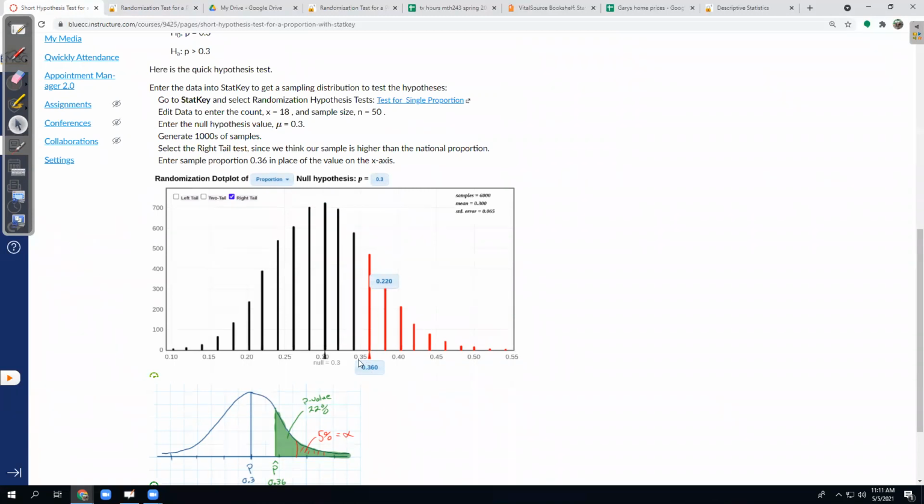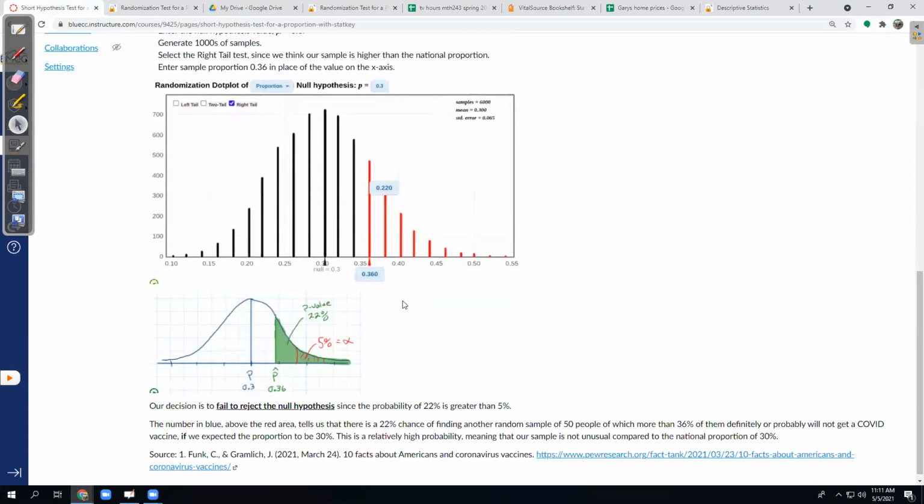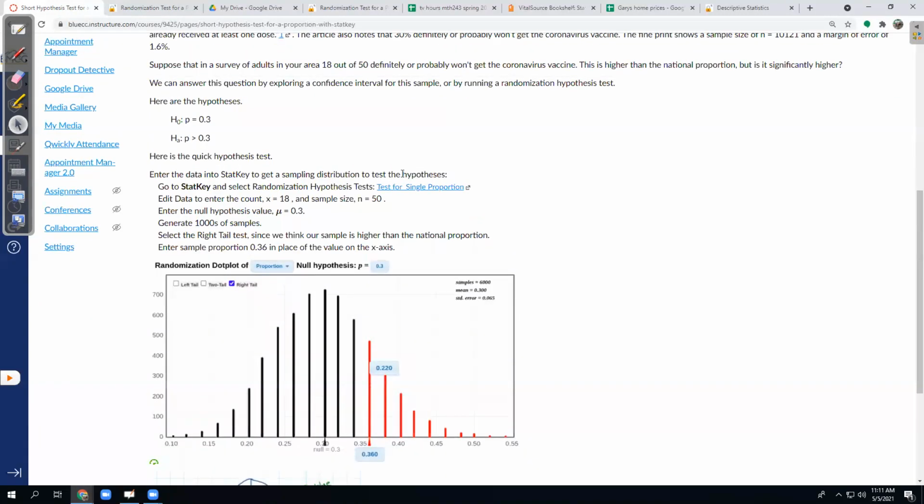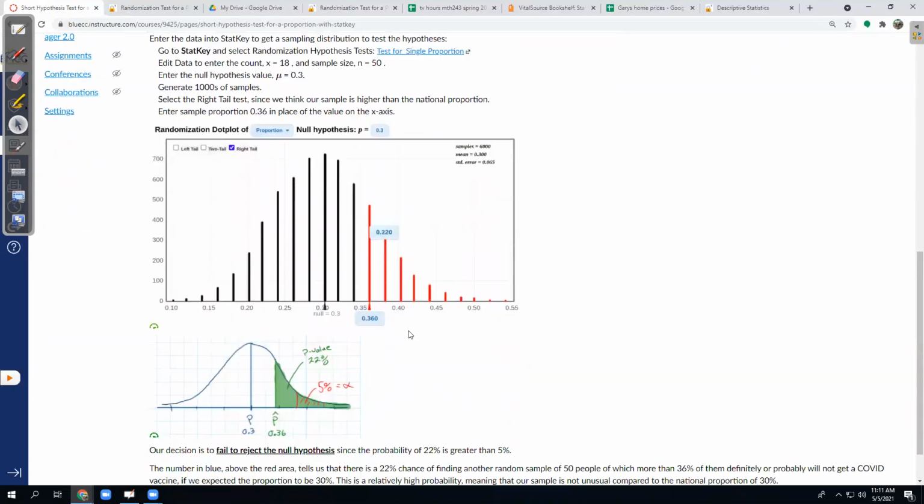That's pretty close. So can I say based on that sample, can I say people in my area are more likely to not get a vaccine than 30%? The answer is no, I don't have enough evidence of that. In this case, I'm failing to reject the null hypothesis. So here's my by hand sketch that compares my p-value to my significance level, which we talked about today, and my decision and my conclusion. And then I have the source where I got the data from, that 30%. By the way, the 18 out of 50, I just made that up, sorry about that. But I just wanted to get a quick example of in here, kind of like we were talking about last class.